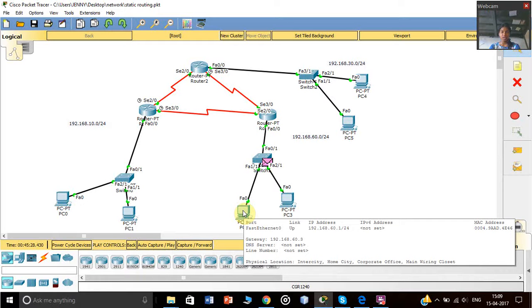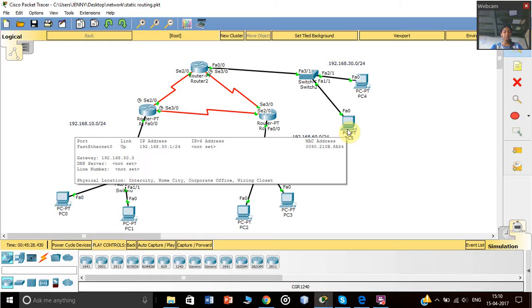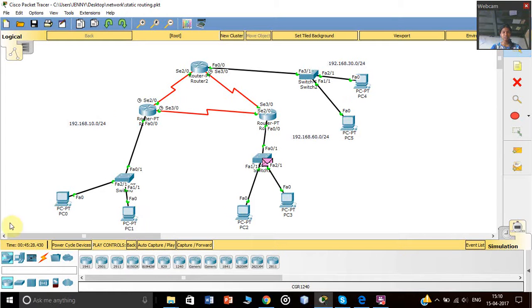Over here the IP address is 192.168.60.1 and the gateway is 192.168.60.3. Here the IP address is 192.168.30.1 and the gateway is 192.168.30.3. Here the IP address is 192.168.30.2 and the gateway is 192.168.30.3. Over here 3 switches are given and 3 routers are given.